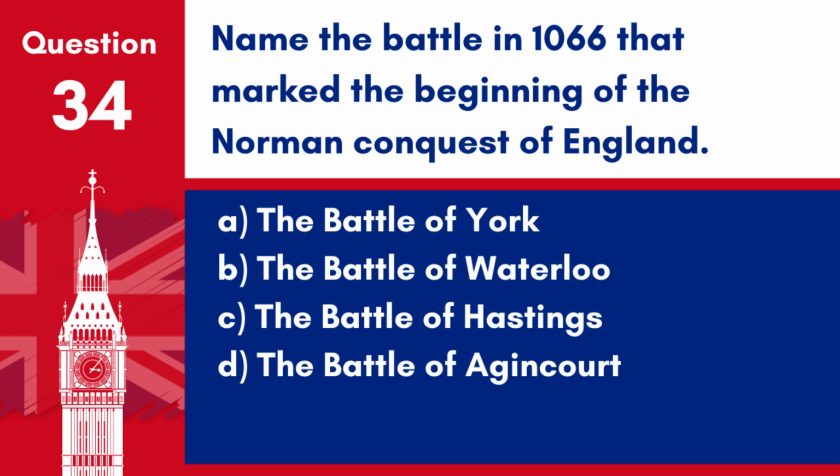Question 34. Name the battle in 1066 that marked the beginning of the Norman conquest of England. A. The Battle of York. B. The Battle of Waterloo. C. The Battle of Hastings. D. The Battle of Agincourt. Answer. C. The Battle of Hastings. The Battle of Hastings in 1066 was a decisive Norman victory that began the Norman conquest of England.